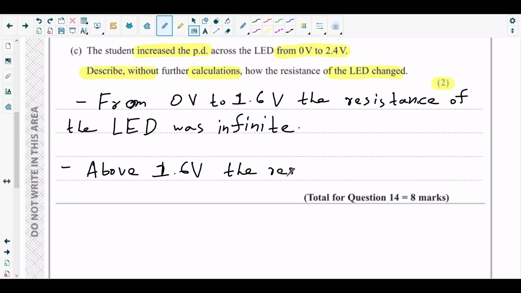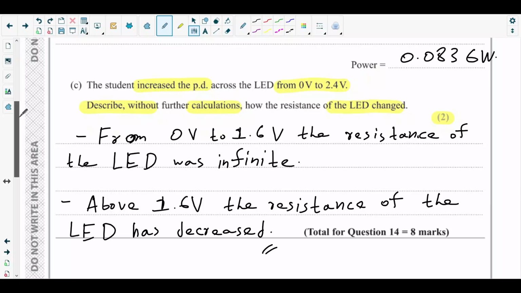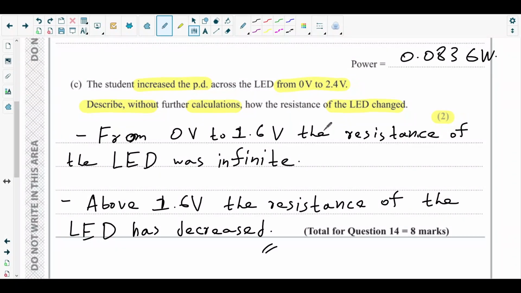the resistance of the LED has decreased. Therefore, the current flow through the LED has increased. That's why. Okay, so above 1.6 volts, the resistance of the LED has decreased. That's how the resistance of the LED has changed, as the PD across the LED has been changed from 0 volt to 2.4 volt. Fine.